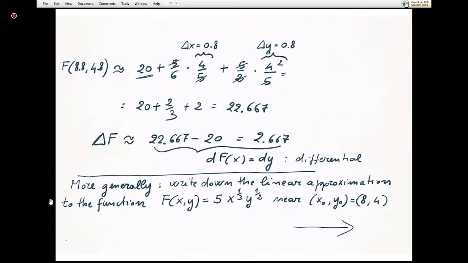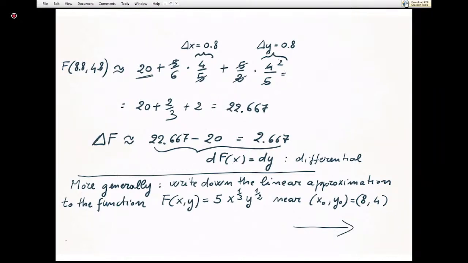Write down the linear approximation to the function near this point. This is a two-variable function which is non-linear. You want to replace this with the equation of a linear function in the two variables x and y, which is more general than just assuming two specific changes. We don't want specific numerical changes.